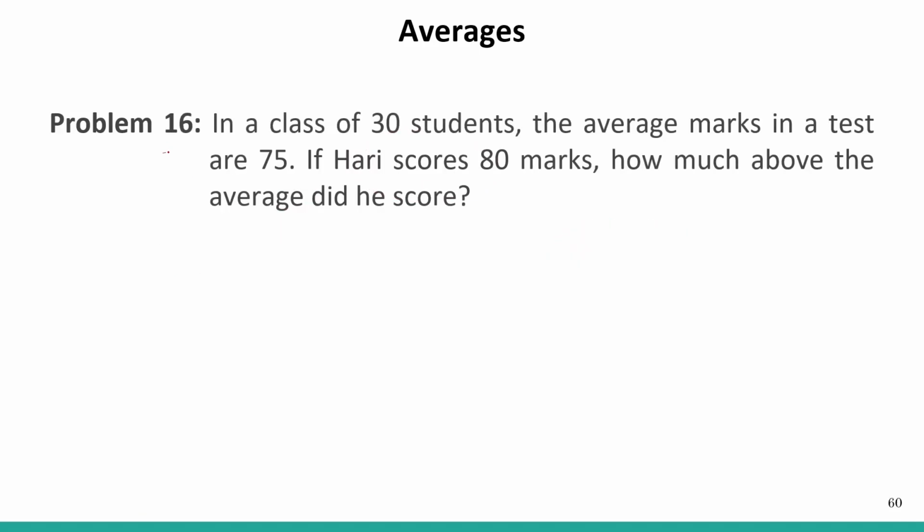So let's see problem number 16. In a class of 30 students, so the capacity of the class is 30 students, the average mark in a test was 75. So what will be the cumulative score? The cumulative score will be 75 into 30, right? If Hari scores 80 marks, how much above the average did he score?